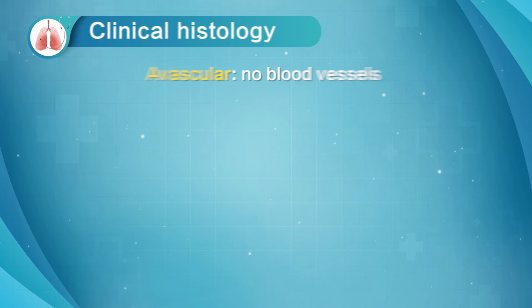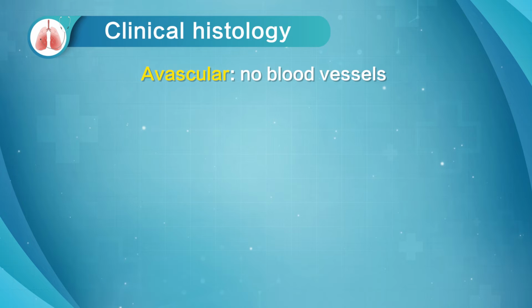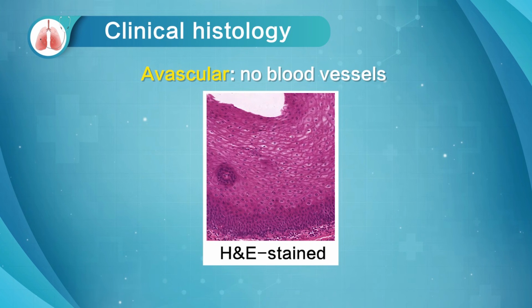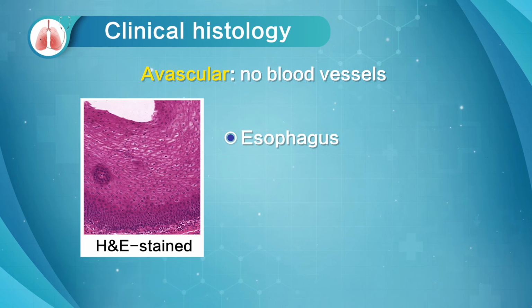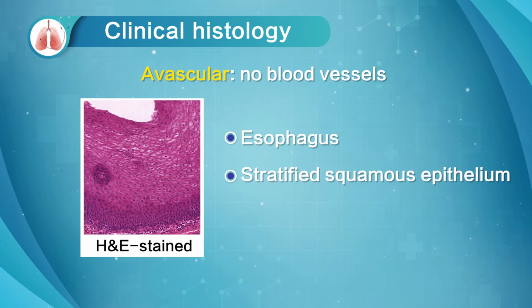They all have the following common features. The first one is avascular. The prefix A means no. Vascular is blood vessel, so it means there is no blood vessel in the epithelial tissue. This picture shows what the esophageal lining looks like. It contains stratified squamous epithelium. This protects the underlying tissues and prevents the entry of harmful substances.